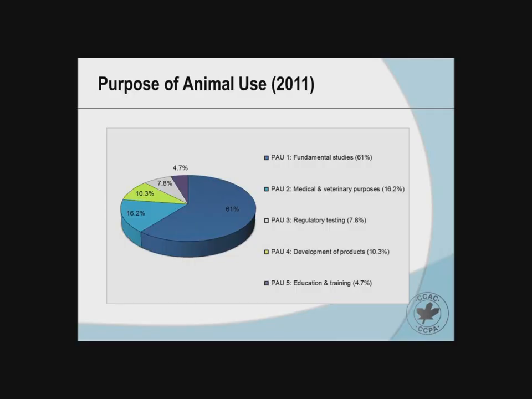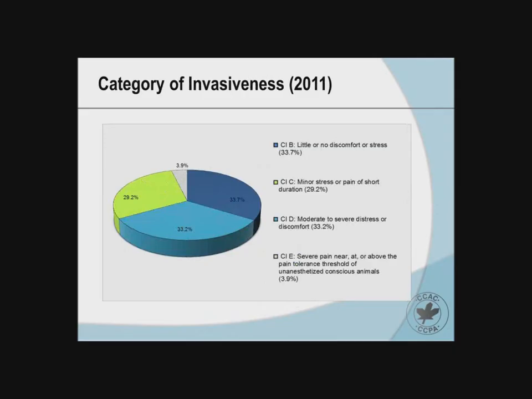So here's a chart that we published on the purpose of animal use. And you can see clearly, I hope, from this chart, that by far the most use of animals in Canada is for fundamental studies at 61%, with only 4% of animals used for education and training.